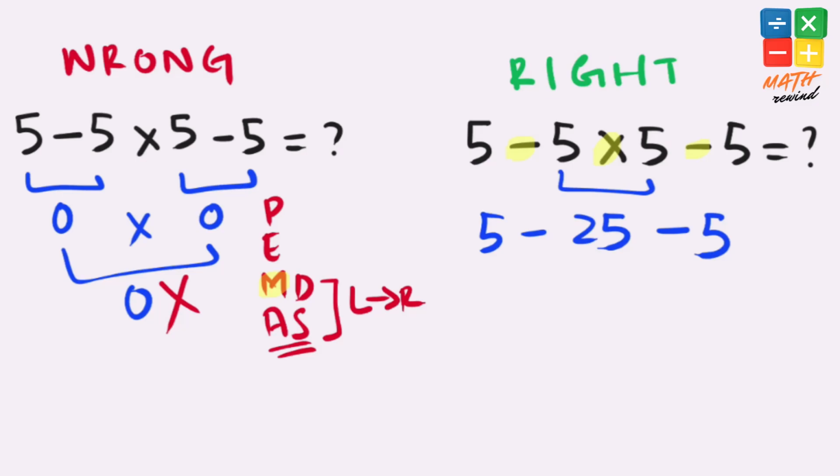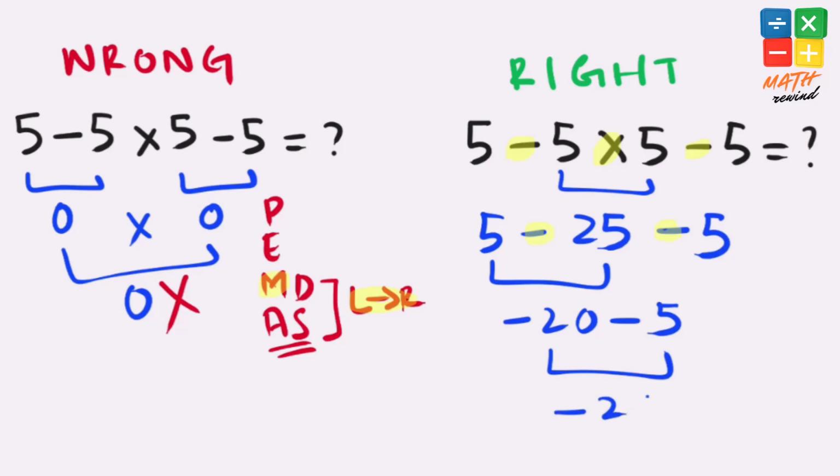Now we have two subtraction operators present here. And according to the rules, when you have two subtraction operators present in an expression, you must work from left to right. So we solve this side first. 5 minus 25, that leaves us with minus 20. And minus 20 minus 5, that gives us negative 25, which is the final and correct answer to this problem.